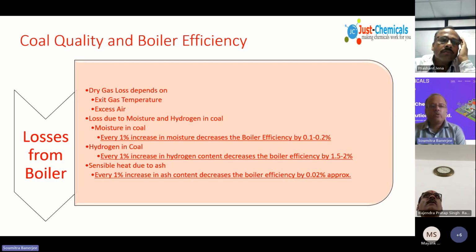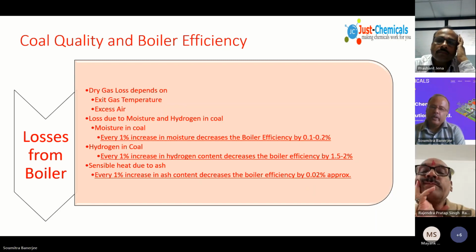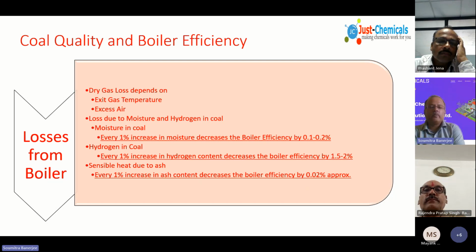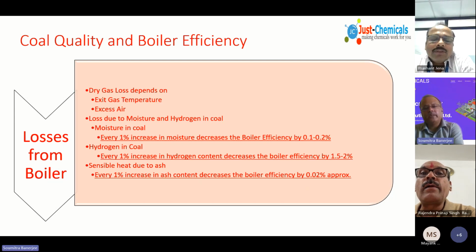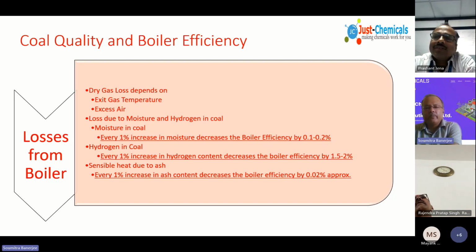Losses from the boiler that you all know: dry gas losses depend on exit gas temperature and excess air. If you have higher excess air, or higher exit flue gas temperature, your losses are going to increase. Loss due to moisture and hydrogen in the fuel. Yes, moisture: every 1% increase in the moisture decreases the boiler efficiency by 0.1 to 0.2%. Hydrogen in coal: every 1% increase in hydrogen content decreases the boiler efficiency.